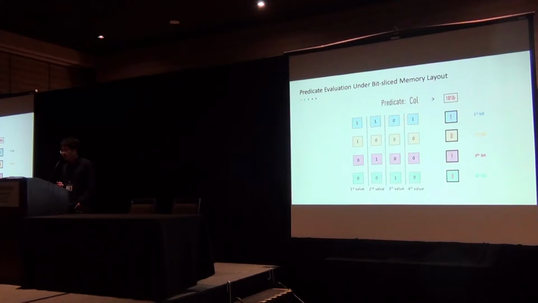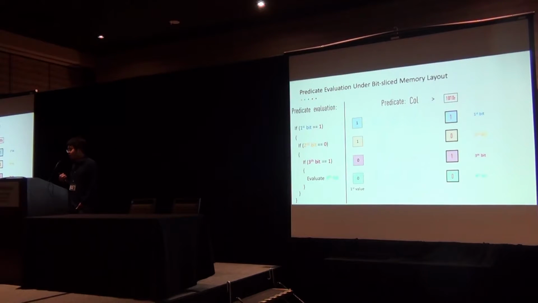With the bit serial memory layout, we can break down the evaluation into bits. We can first compare the most significant bit, the first bit. Suppose it's equal, then we need to compare the second bit, and if it's equal again, then we need to do the third bit. But if it's not equal, then the comparison result is deterministic, so you can just stop early.